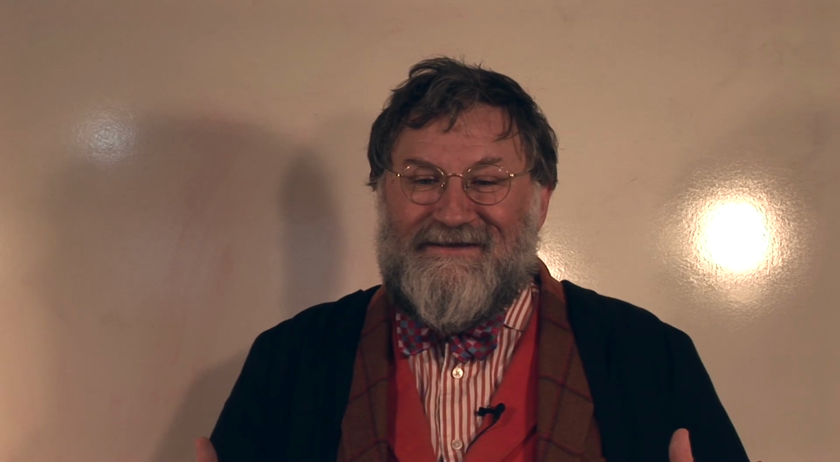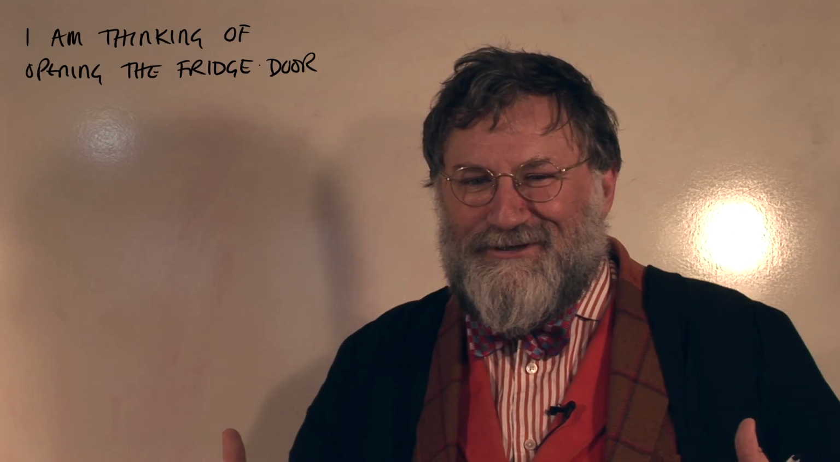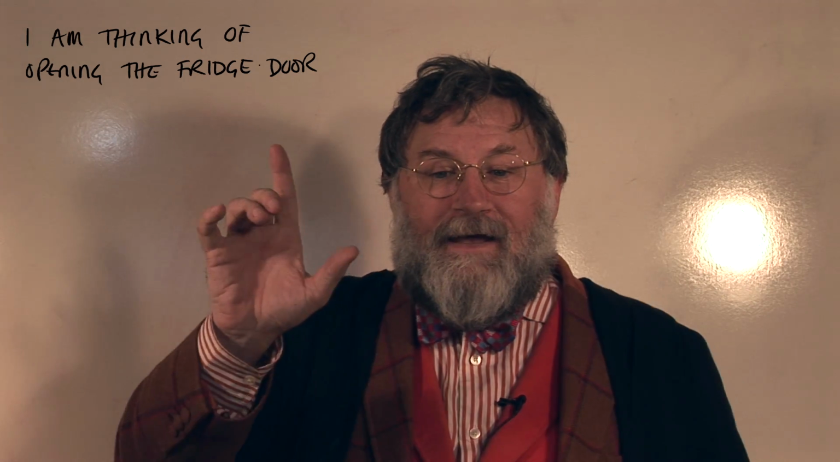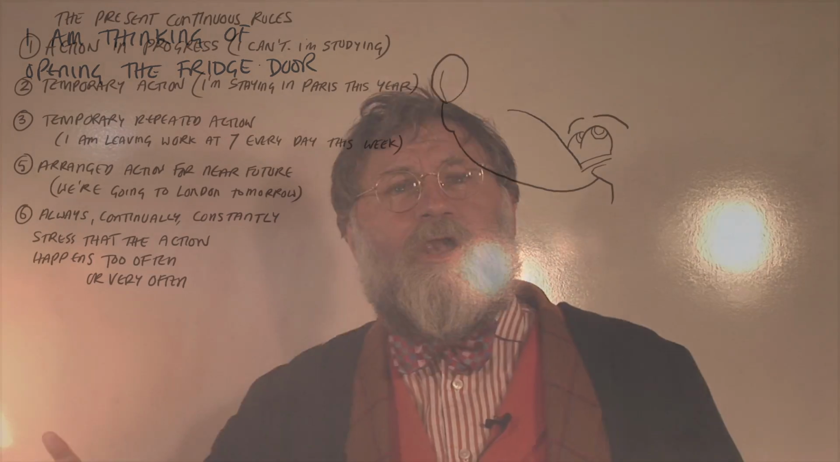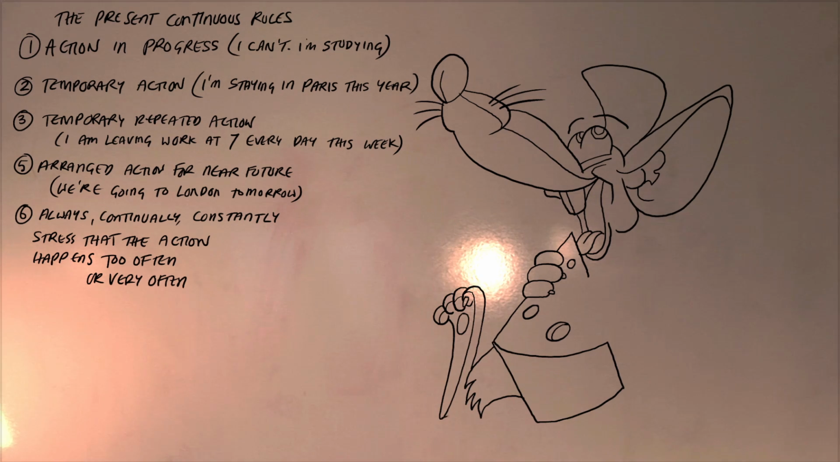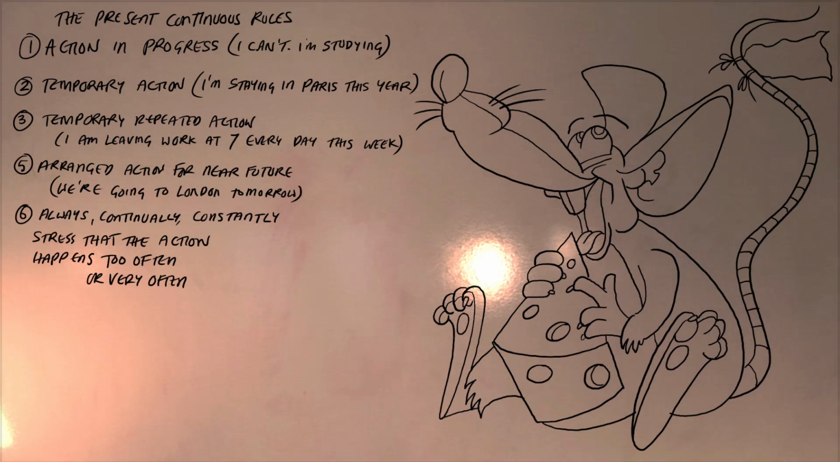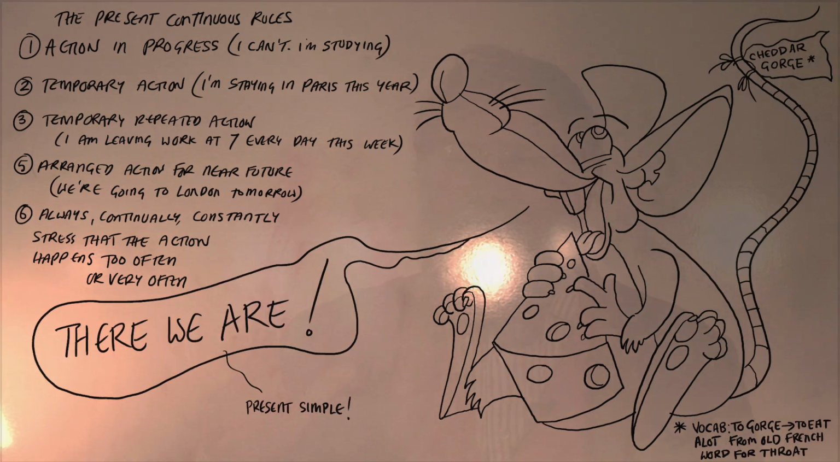It does not have to happen exactly at this moment, but it's in the near future, and I am thinking of opening the fridge door. And Tim is always eating cheese. This would worry my personal trainer. So that's my summary of the present simple and the present continuous. In the next lesson, we will look at the perfect tense.